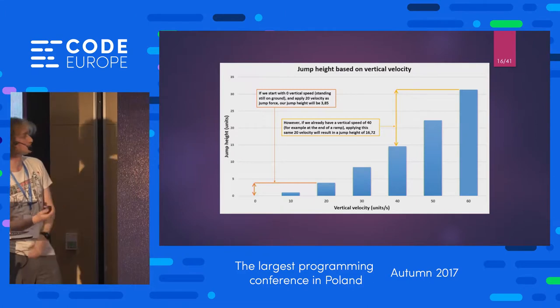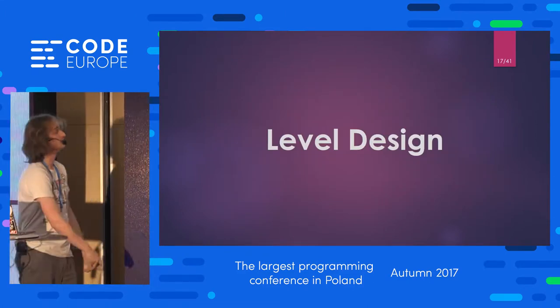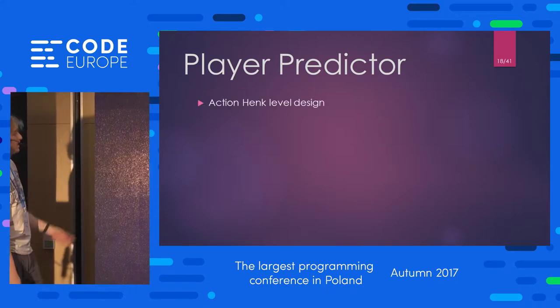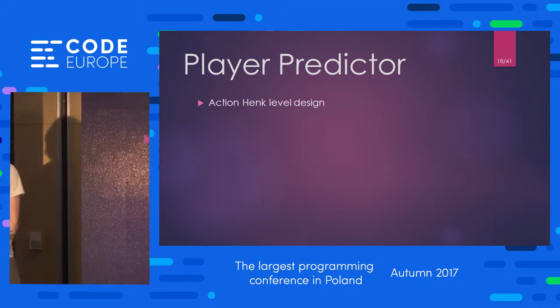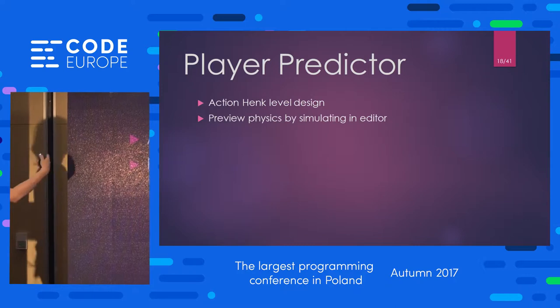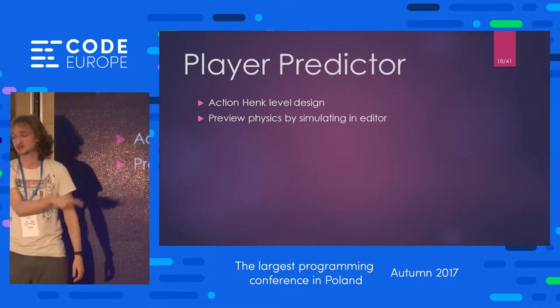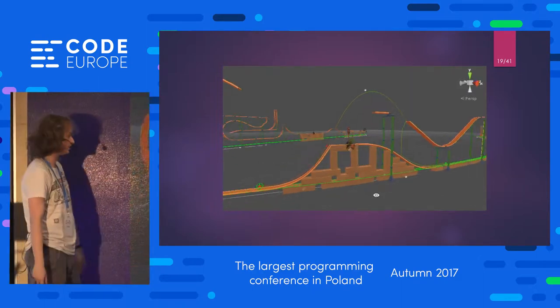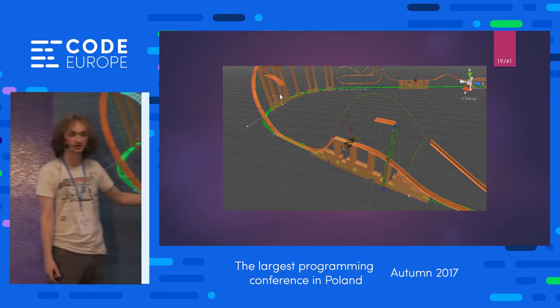So moving on to the topic of level design, there's this other tool that I built, which I called the player predictor, and it was for Action Hank level design. The idea was that I could preview the physics by simulating it in the editor. And this is what that looks like. So here's a track in Action Hank, and there's this prediction object over here.